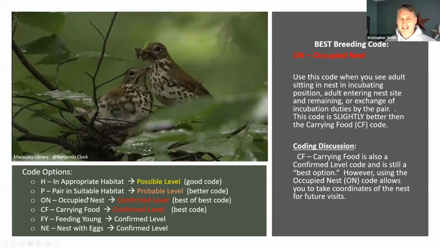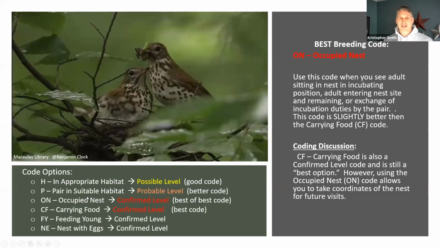So if we're looking at this, H again is a good code. It's a possible level. A probable level, which is the P, a pair in suitable habitat, is a better code than H. However, you have the best code, which is carrying food, which is a confirmed level. But the best of the best code would be occupied nest.